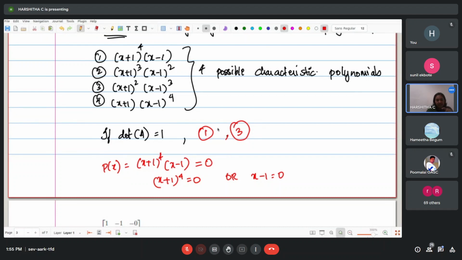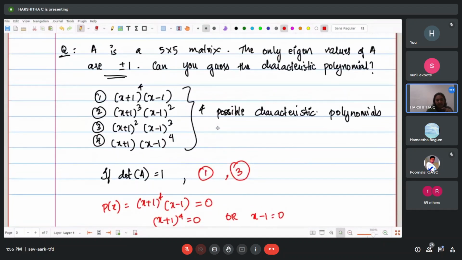The point of this question is that you may not be able to say explicitly, just by looking at it, what the characteristic polynomial is, but the small information that you have may help you get closer to the polynomial. Maybe if the trace is given or some other information is given, it will be easier to find out. Any questions?